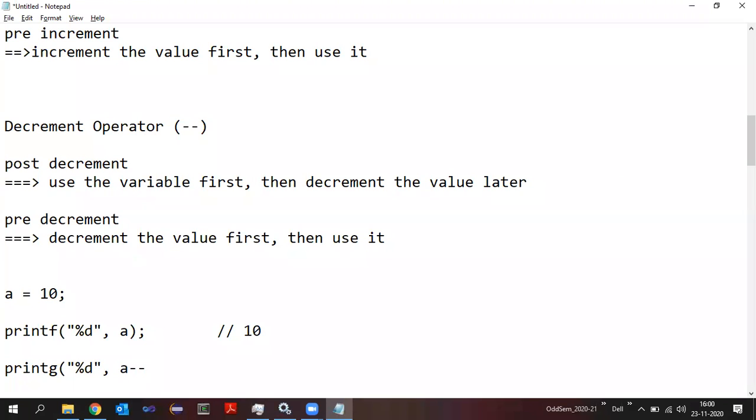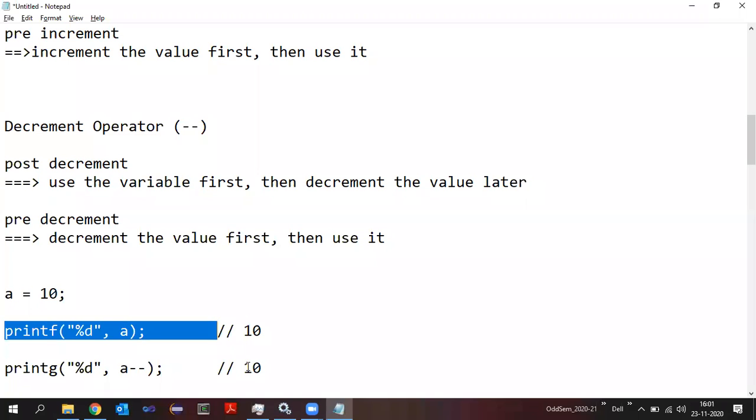Then next, if I write one more statement here, printf percentage d, then a minus minus. Now it is not a single variable, but rather it is one of the operators. What type of operator? Decrement operator. Is it a pre-decrement or a post-decrement? Where is this minus minus written, after the variable or before the variable? It is written after the variable. That means it is post decrement. Post decrement means use the variable first and then decrement. So it is going to print 10 only.